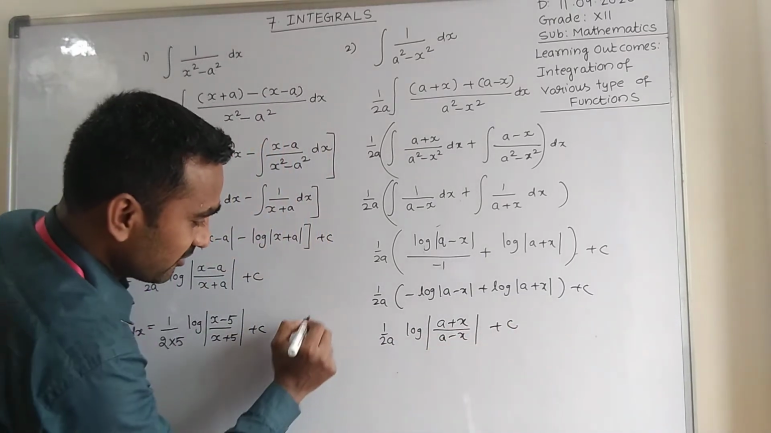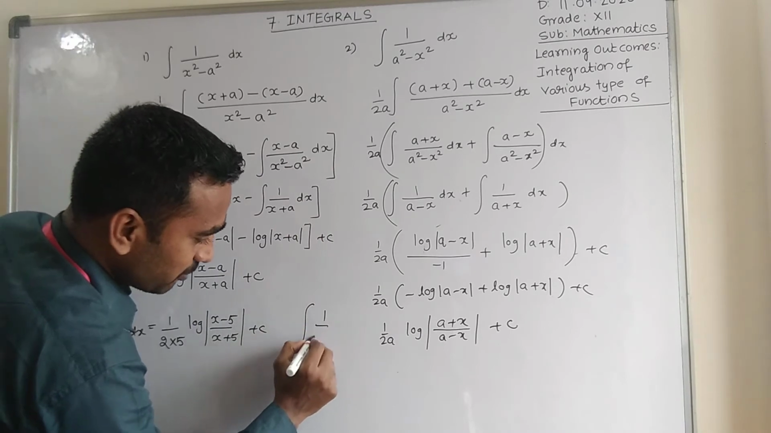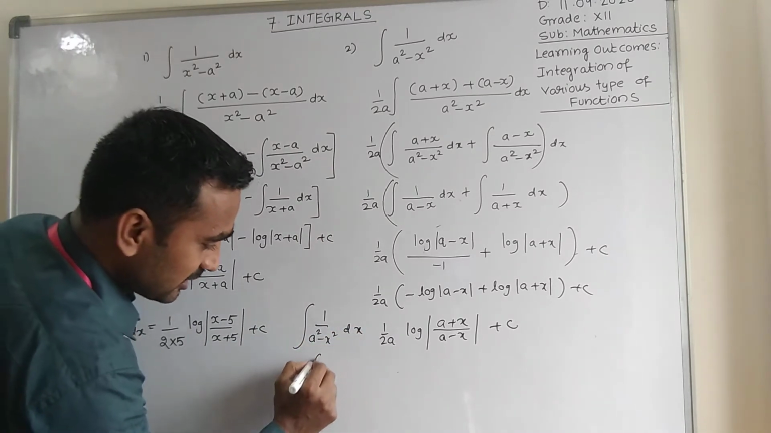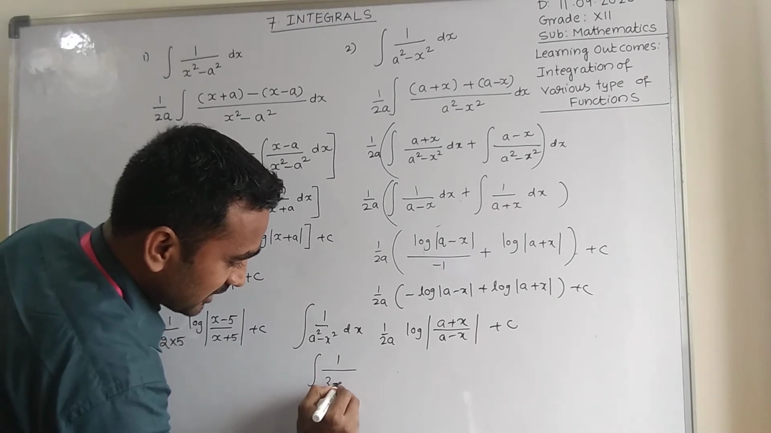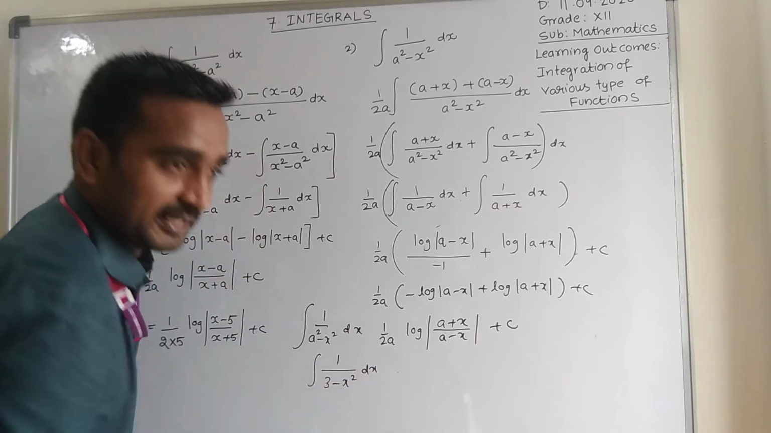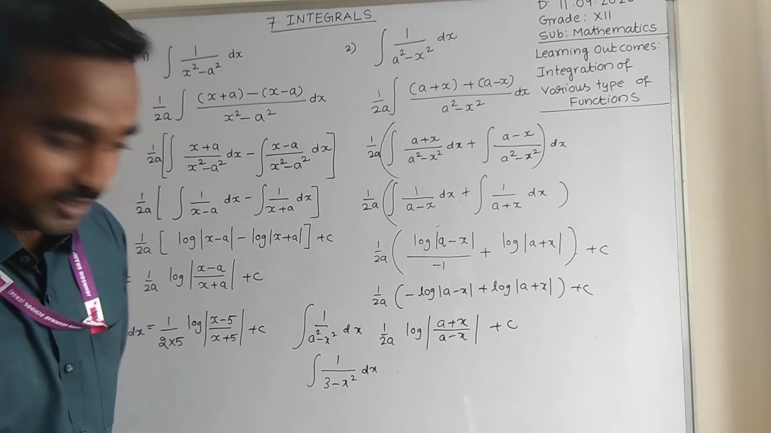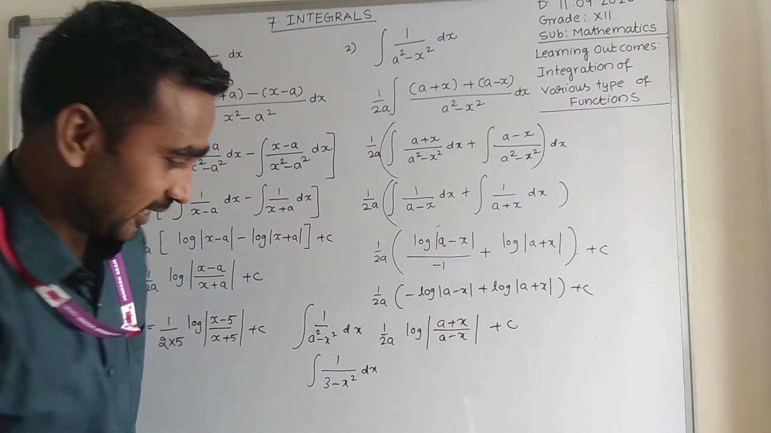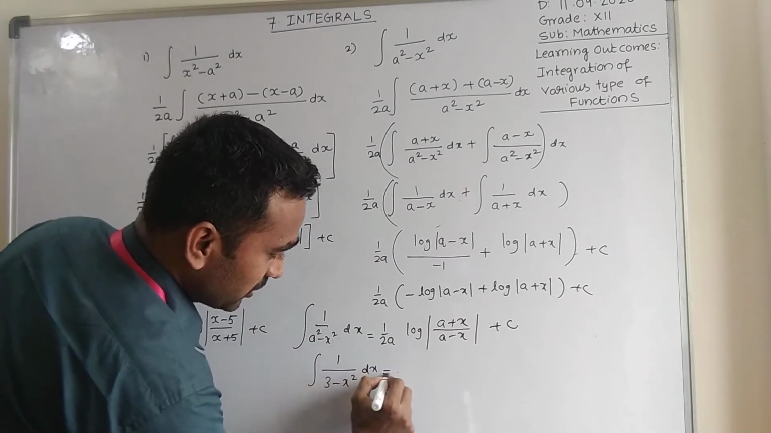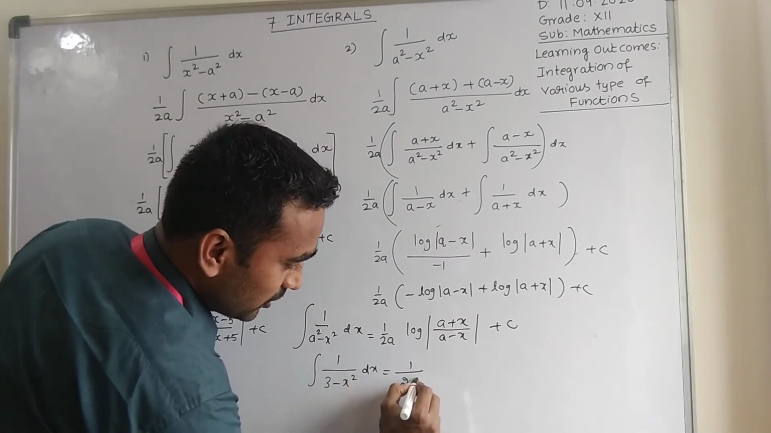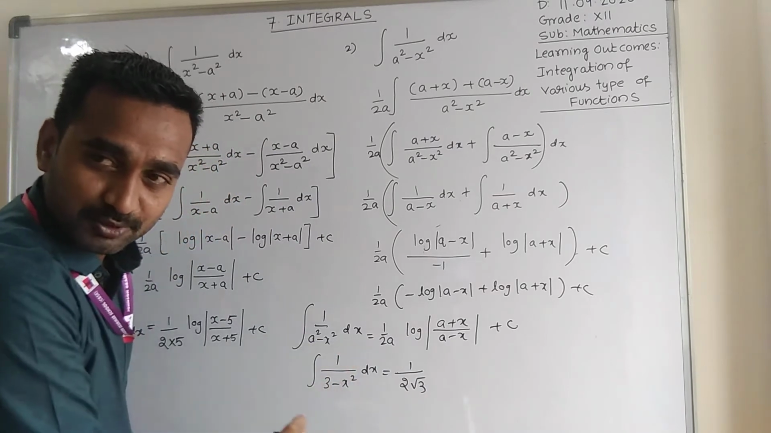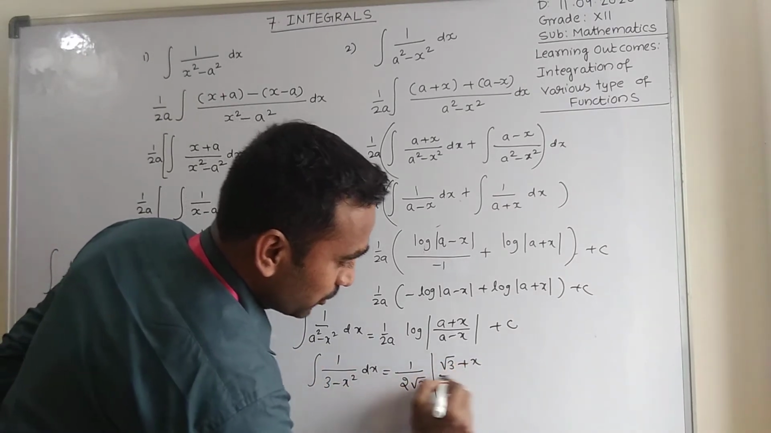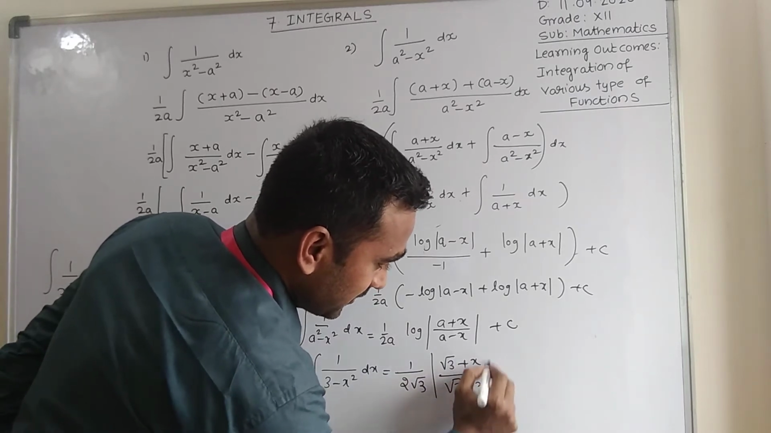So this is the integral of this side: integration of 1 by a square minus x square dx. For example, I am giving one example: integration of 1 upon 3 minus x square dx. Here a square is 3, hence a is root 3. So it is equal to 1 by 2a. What is a here? Root 3. Just compare and put the values of a and x here: root 3 plus x by root 3 minus x plus c.